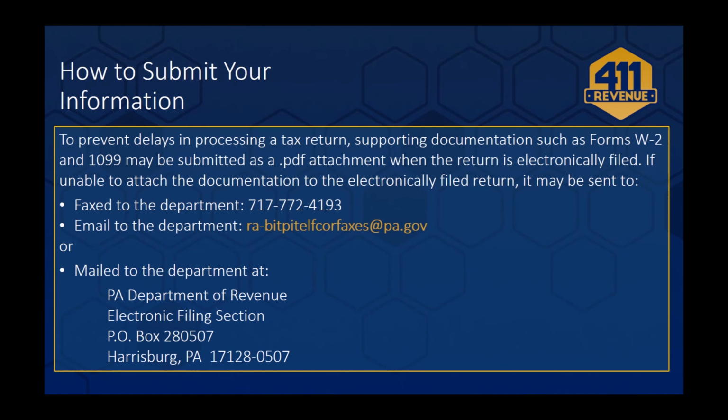Now that we have discussed Form W-2 and Form 1099, let's talk about how to send your information to the department. The best way to submit any supporting documentation such as Form W-2 and Form 1099 is to attach them as a PDF file when you file the returns electronically. If you are unable to attach the documentation with the electronic filing, or you file a paper return, please send it via fax or email to ensure it is received timely. Please note that while you can still mail your information if the other methods are not feasible, mailing correspondence will take much longer for the documentation to be received and reviewed.